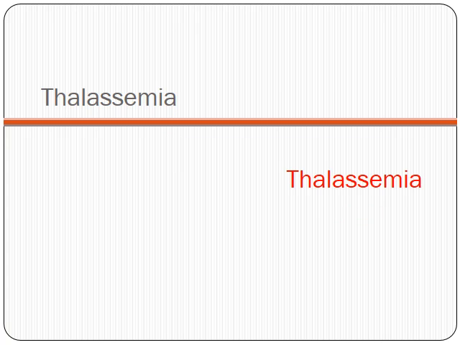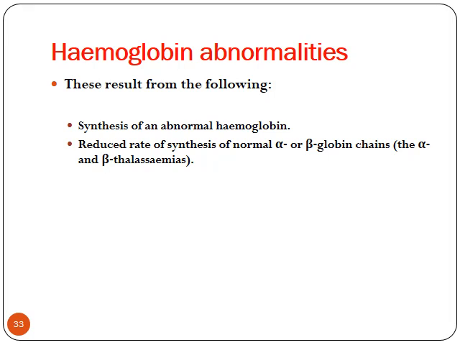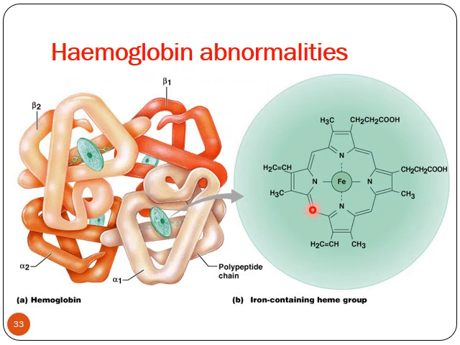So we have finished our first part of the microcytic hypochromic anemia. So our second type will be the thalassemia. Hemoglobin abnormalities in general result from synthesis of an abnormal hemoglobin or reduction in the rate of the synthesis of normal alpha or beta globin chains, resulting in alpha and beta thalassemia respectively.